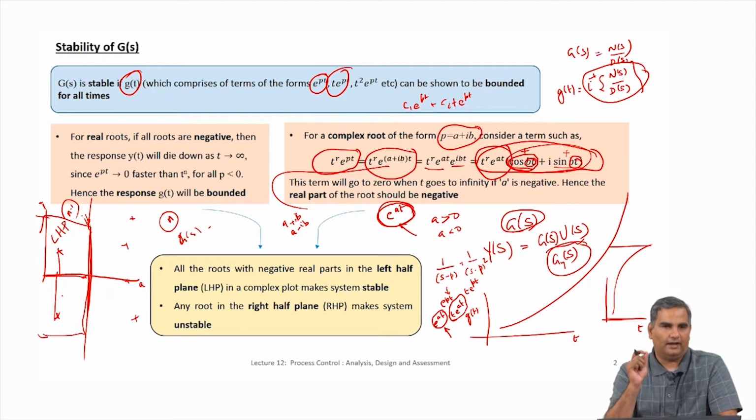So, if I have a transfer function g of s, which can be written as a numerator transfer function by a denominator transfer function, and if I find all the roots of this denominator transfer function are in the left half plane, which basically means the real part of each root is strictly negative, then I call the system stable.